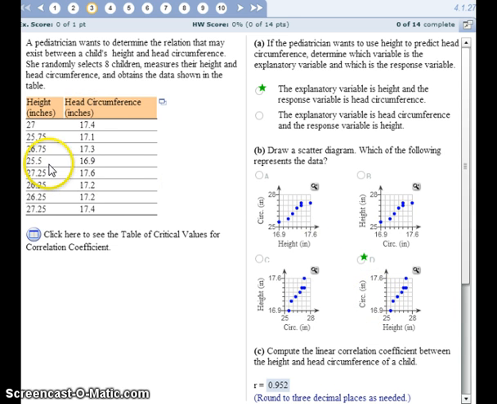You could also draw a scatter diagram in Excel or StatCrunch, or just by hand plot these points, and you would see it would look like that.